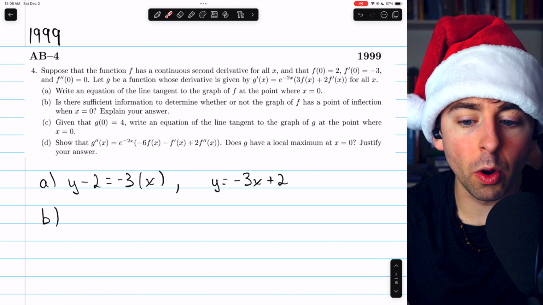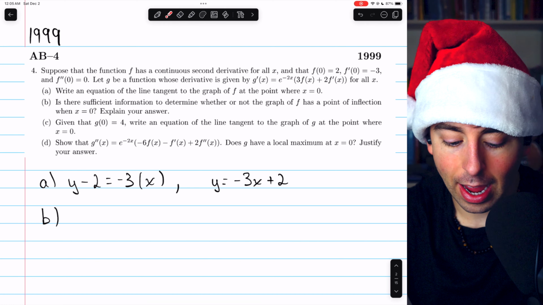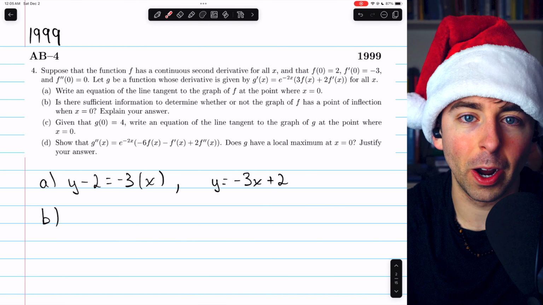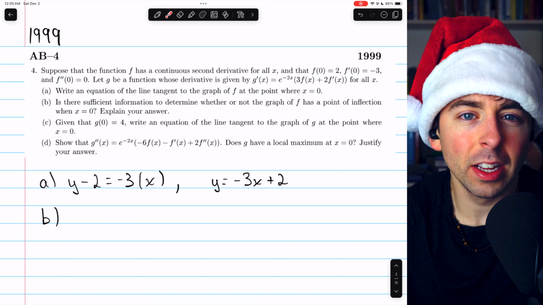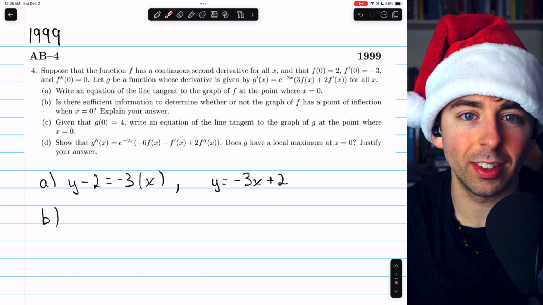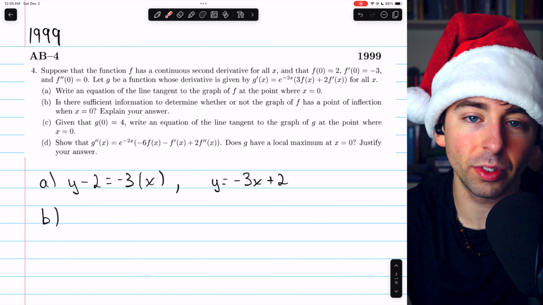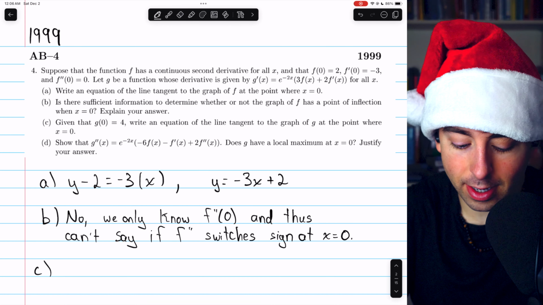The only thing we know about the second derivative is that it is continuous, and when x equals 0, the second derivative is also 0. But we don't know the values of the second derivative to the left or to the right of 0. So we can't say if it switches sign, and thus we can't say if in fact x equals 0 is a point of inflection. Moving on then to part C.